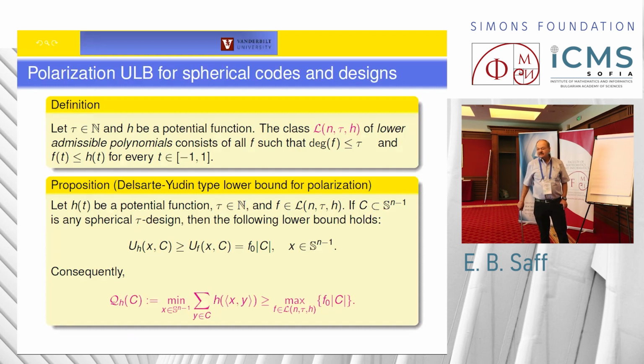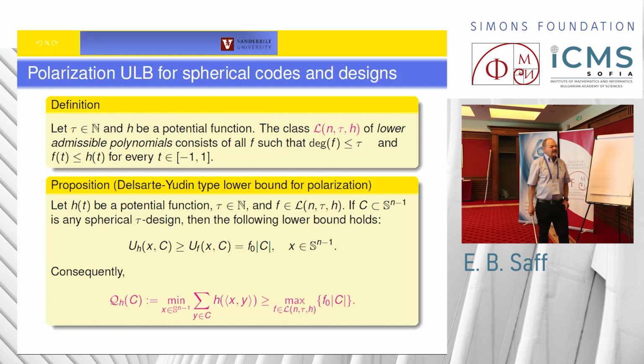We want to say something about the minimum of a discrete potential for a code that's a spherical design. So how do we do that? Well, one way to do it is to use some kind of linear programming method, and that's what we employ. We first look at polynomials denoted as sort of a good class or admissible class of polynomials here.